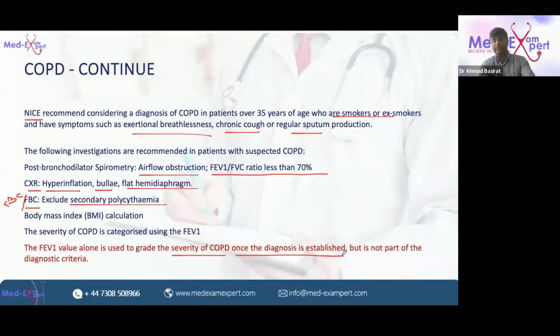So that can be one of the MCQs: in order to see the severity of COPD once it's diagnosed, how do we assess the severity? That's based upon FEV1. But it is not a part of diagnostic criteria. That's just to assess the severity, but not the diagnosis. The diagnosis is based upon the ratio.